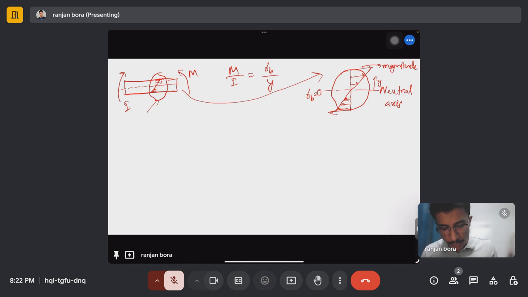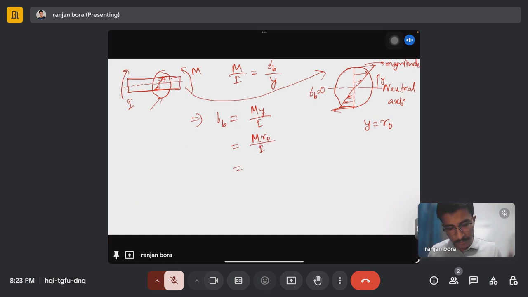So what is y here? Y will be the outer radius. Y will be r naught, and we need to find out sigma b. So we are taking y equal to r naught because the question is asking for the maximum bending stress. It is M by I, M r naught.